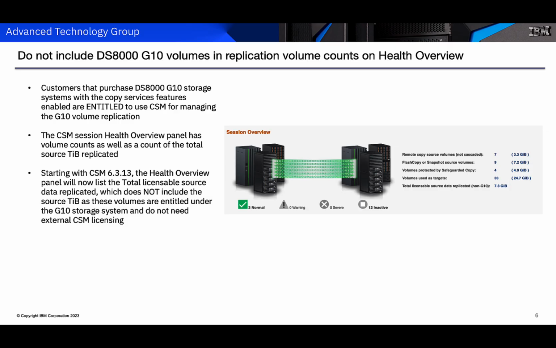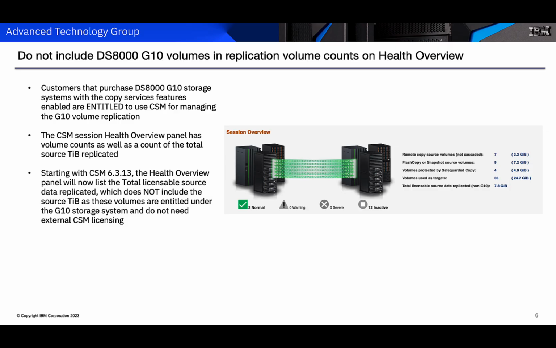You still do have to do it for R9 and R8 systems, but we added some information in our health overview panel that gives you counts of the number of source volumes, number of FlashCopy or snapshots, number of safeguarded copy volumes, etc. We also gave you a total number of source terabytes replicated. The reason for that is so you could take a look at that and then audit yourself to make sure that you're under your actually licensed source terabytes.